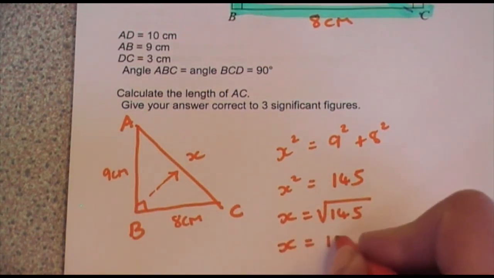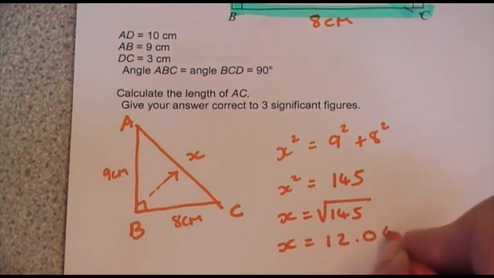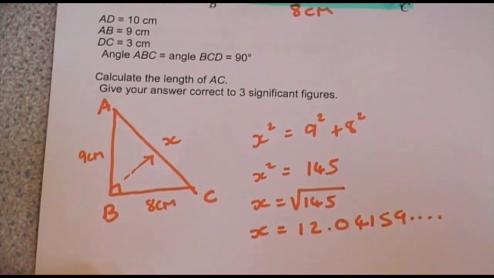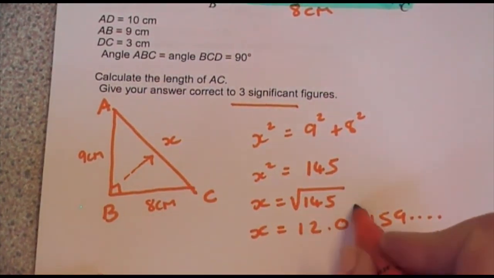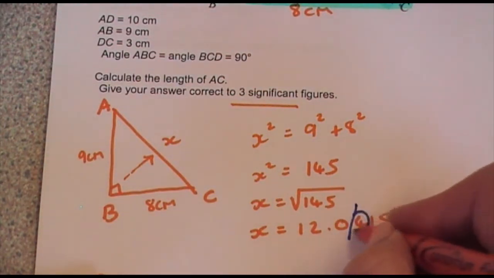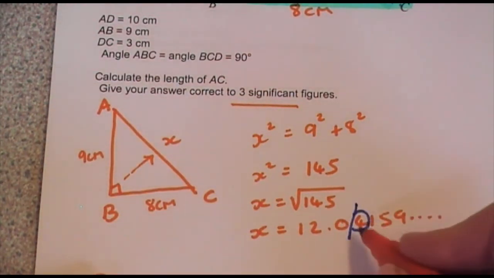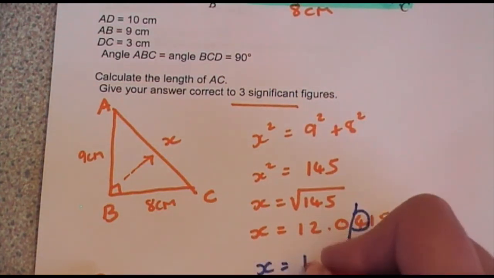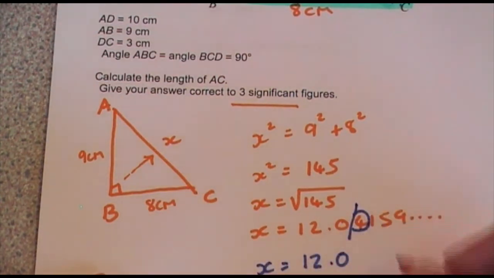And that's going to give me 12.04159. And that number goes on. It says they want it to 3 significant figures. So there's 1, 2, 3. Cut off there. Remember, a 0 is significant if it's after some other numbers. I have to pay respect to the fact it was followed by a 4, but the 4 doesn't have any effect. So X is equal to 12.0.